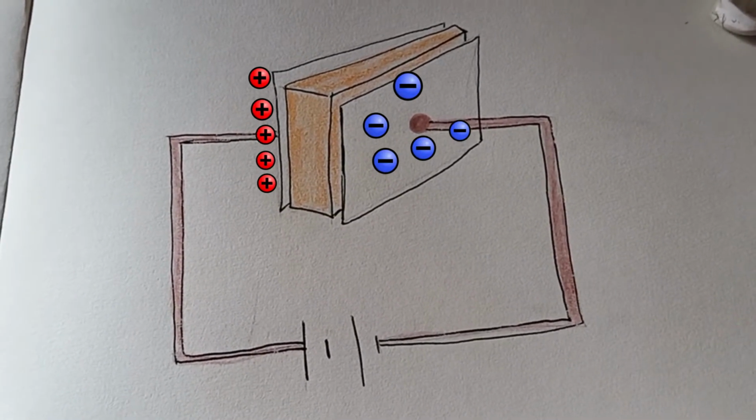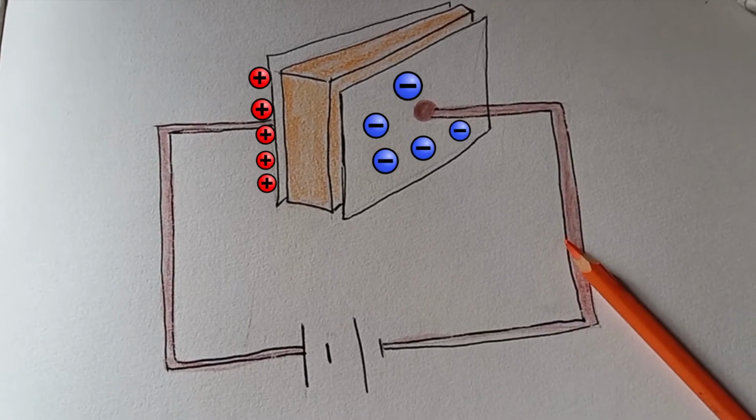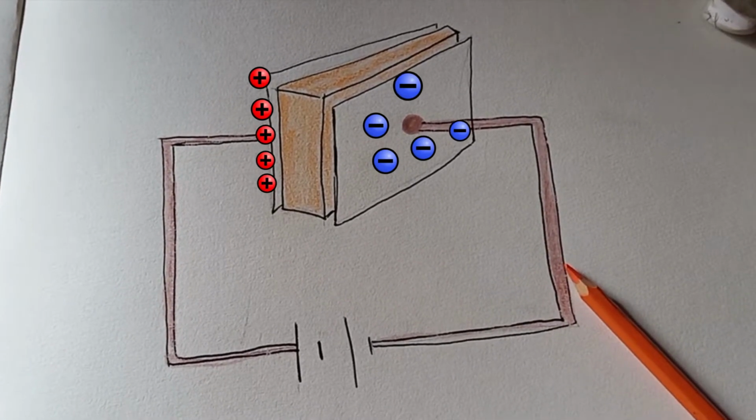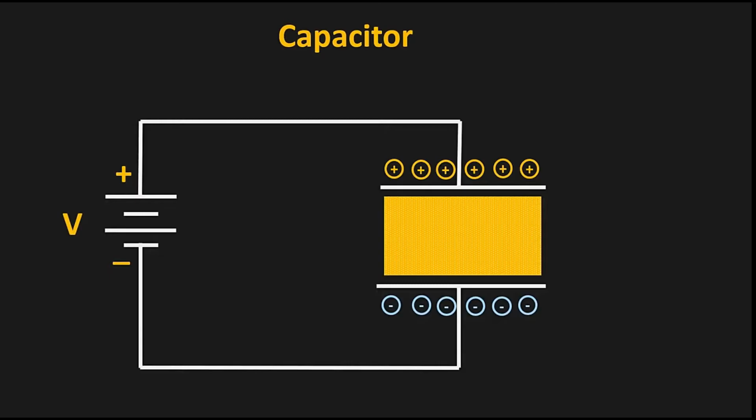So over the period of time, the right plate will have a shortage of electrons, while the left plate will have excessive electrons. Or we can say that the right plate will get positively charged, while the left plate will get negatively charged. And because of charged particles, the potential difference will get developed across the two plates.